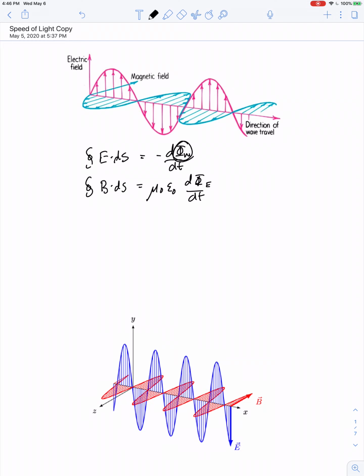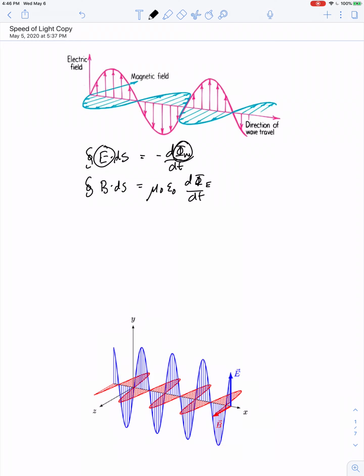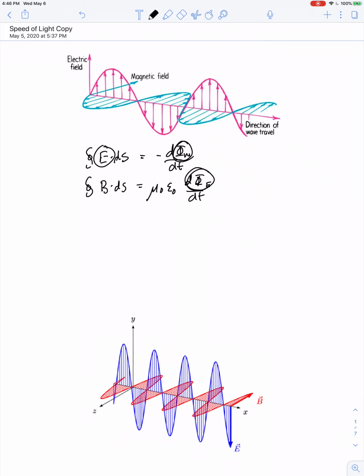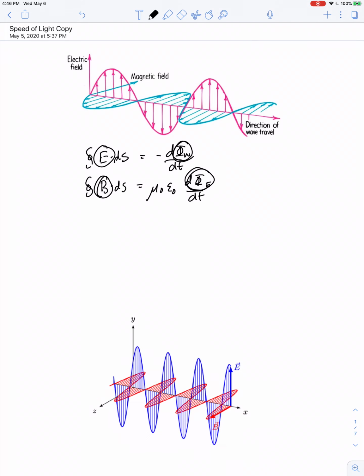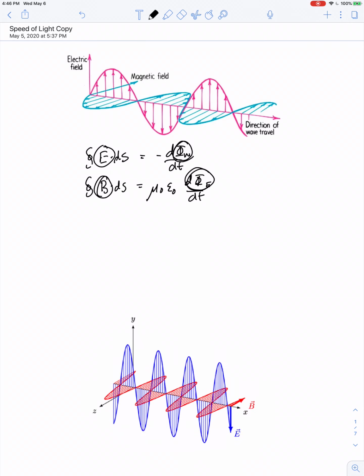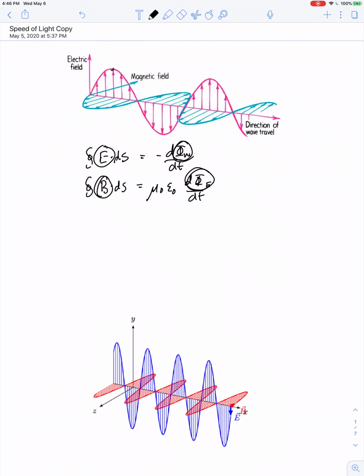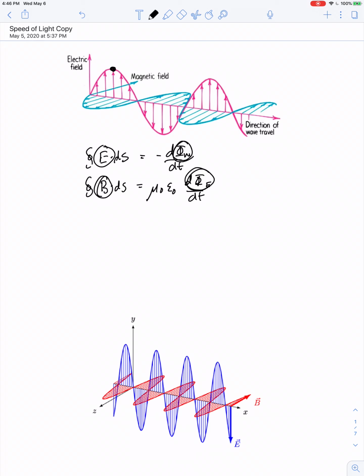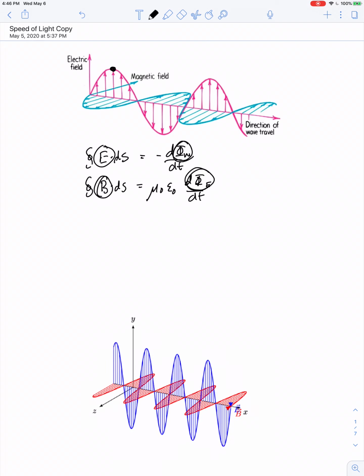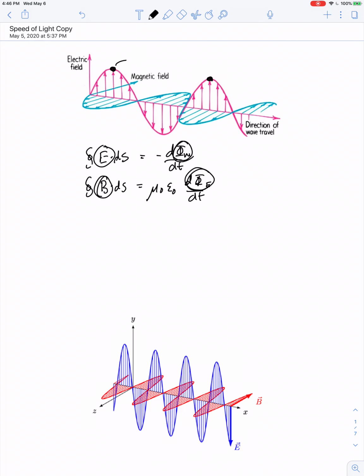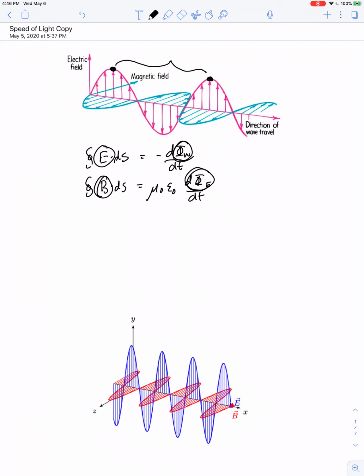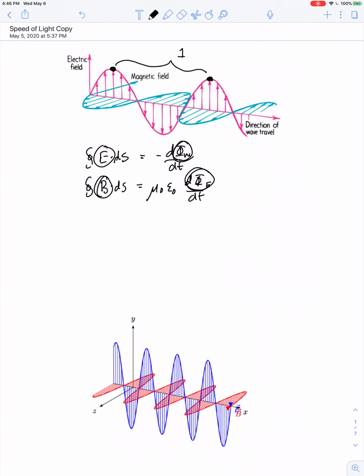So a changing magnetic field produces a changing electric field, and a changing electric field produces a changing magnetic field. There's a distinct distance from the position where the electric field has its maximum value in space to the next position. If you measure down the line, that length is the wavelength.